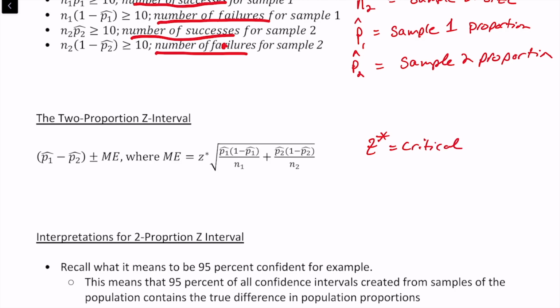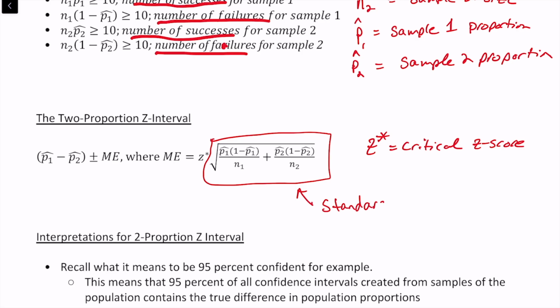And we multiply it by the standard error. So let me see if I can highlight everything that I'm about to, let me see if I can box this up. This part right here is our standard error. Okay? And like I said, it's a nasty one.